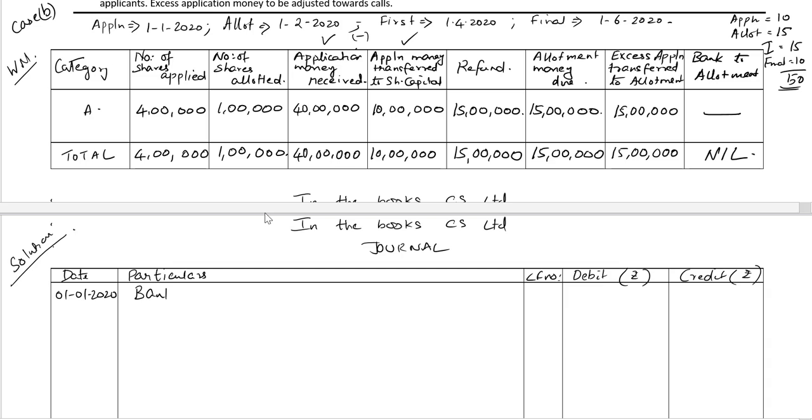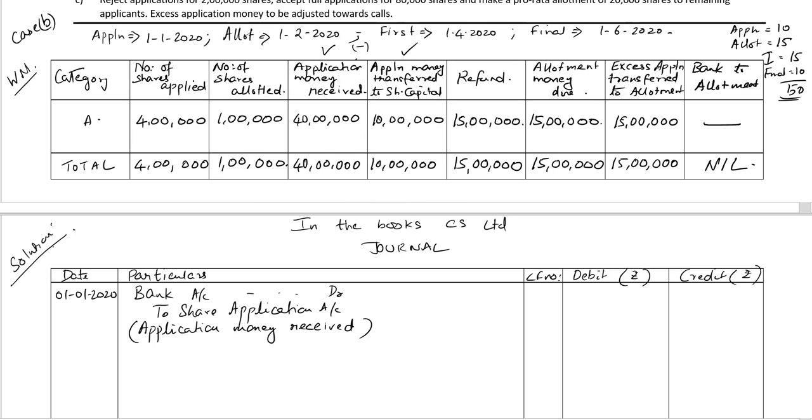Application money was received on 1st January 2020. Bank account debit to share application account. For the application money received. The amount is the total of the fourth column. This one, the amount is 40 lakh rupees.